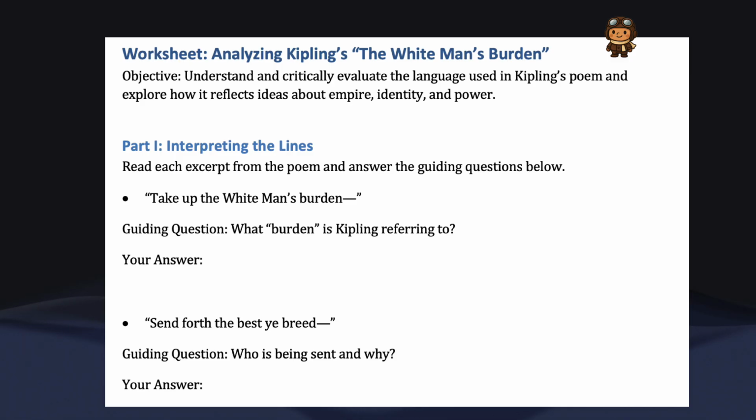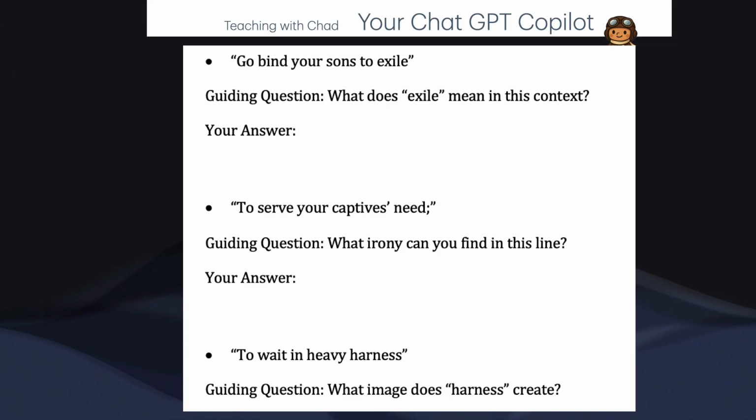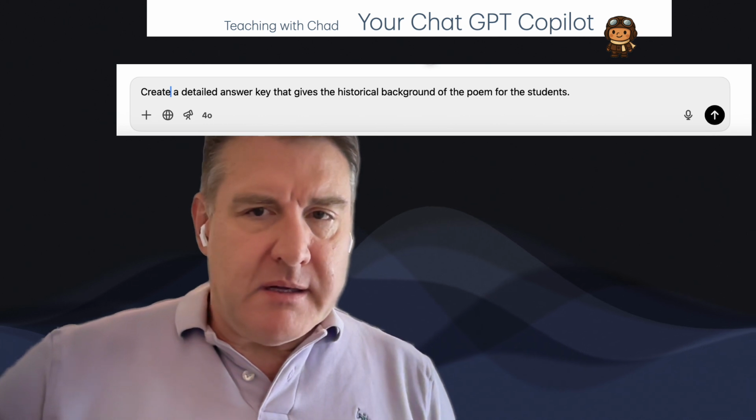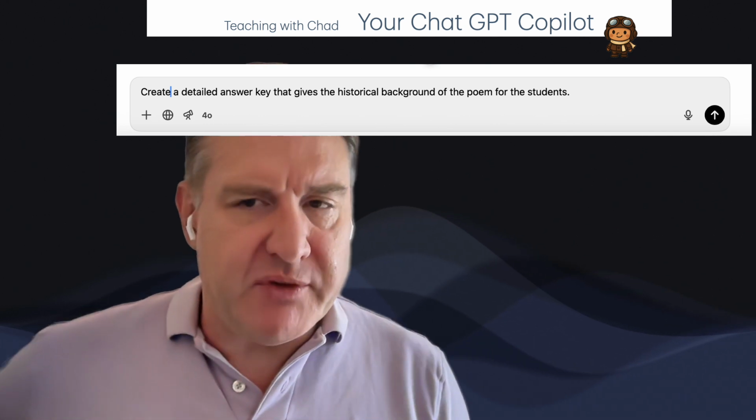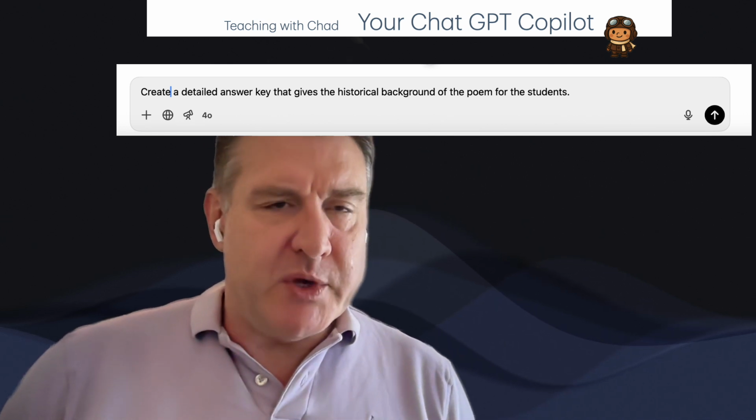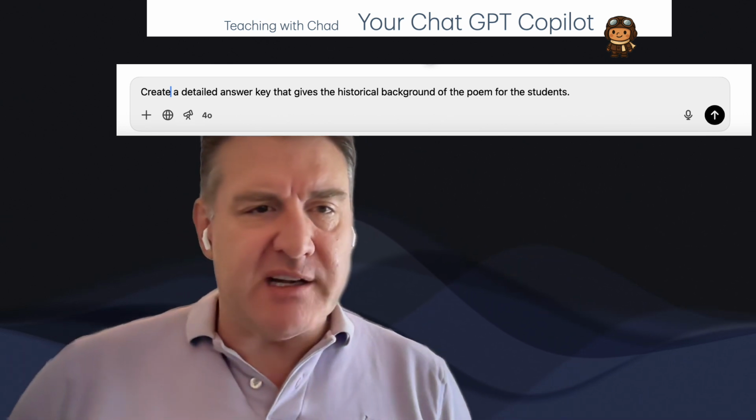So the worksheet that was generated here, just a few of the questions, line for line. So, for example, what burden is Kipling referring to? Or who is being sent and why? All right, so that is all done in the analog world. Here's some more questions. And this is just for the first verse. Okay. And then here's a prompt that will give you a detailed explanation of the poem, which you can give to the students after they've gone through all of the analog portion.